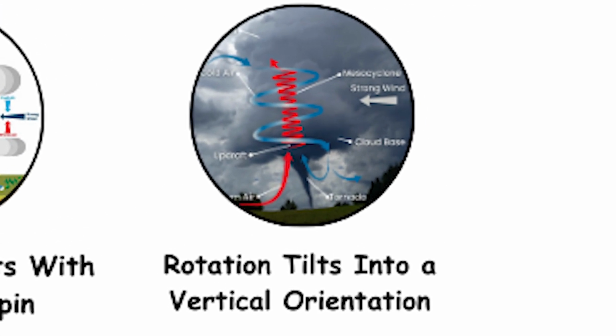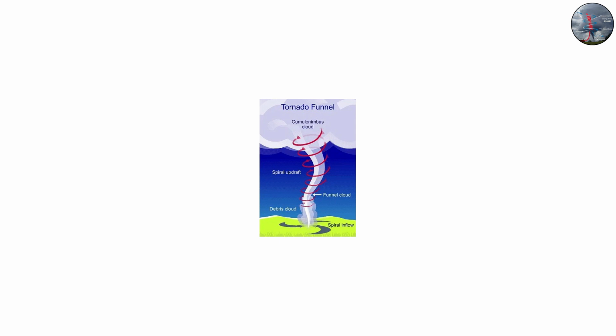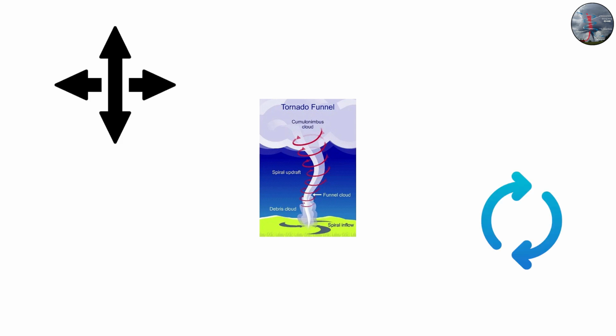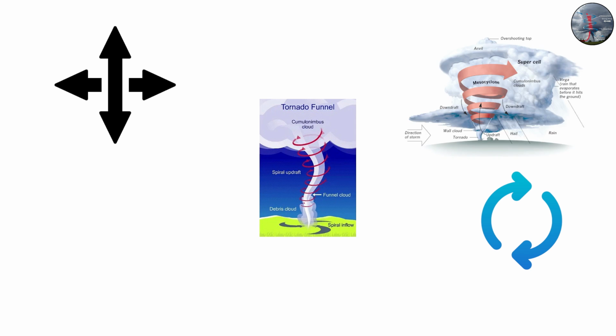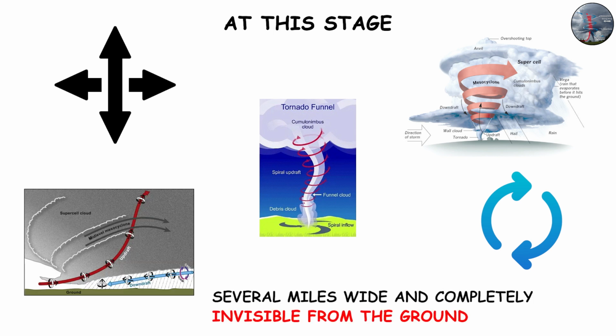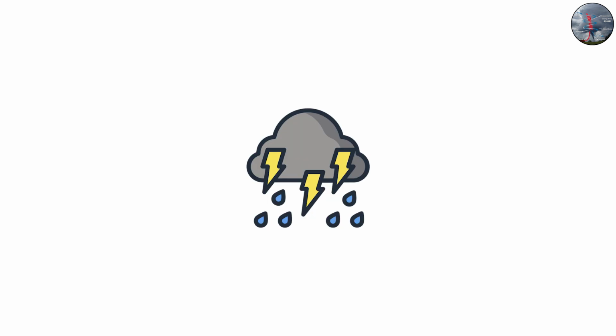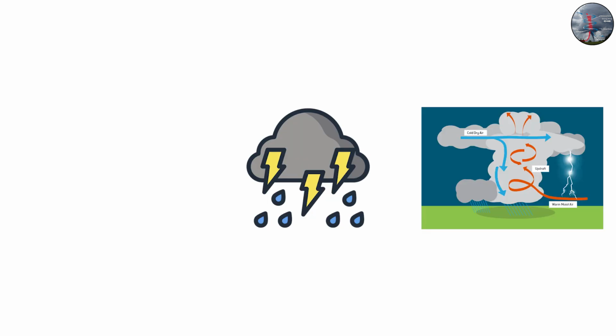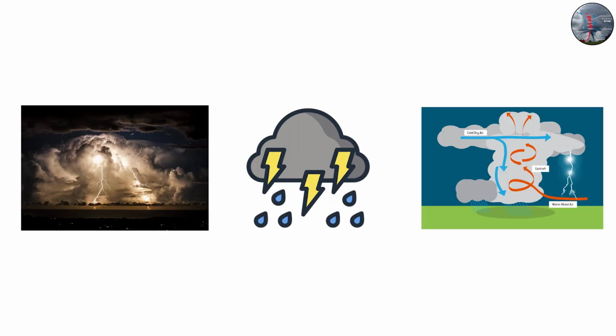Rotation tilts into a vertical orientation. As the updraft pulls the spinning air upward, the rotation tilts from horizontal to vertical. This creates a large rotating column inside the storm called a mesocyclone. At this stage, the rotation is often several miles wide and completely invisible from the ground. The storm now has structure and internal organization that separates it from ordinary thunderstorms.